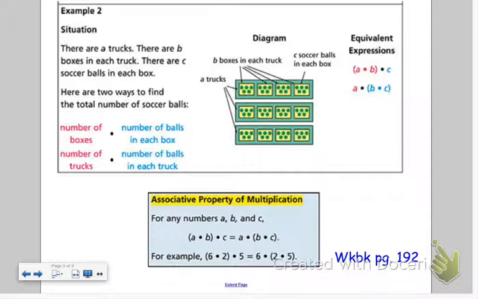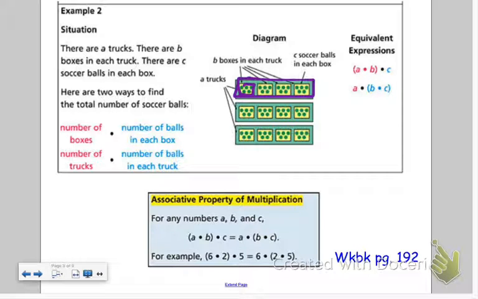In example 2, you're going to see that there are A trucks. This is our situation. There are A trucks, meaning I have no idea how many trucks, there's just A of them. There are B boxes in each truck. Take a look at the diagram here. They're using these big green rectangles to represent the trucks, and then they're using the yellow rectangles inside to represent the boxes that are in each truck. Again, I don't know how many boxes are in each truck. I just know that there's boxes in them.